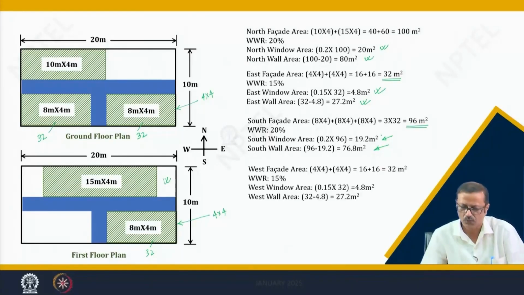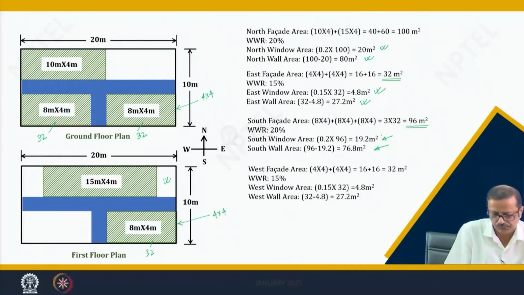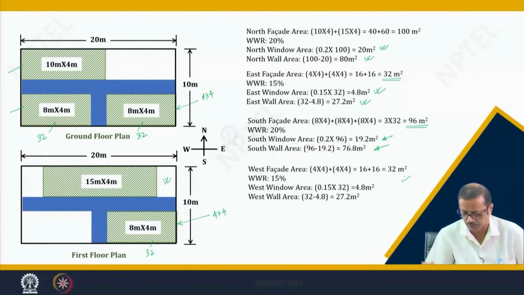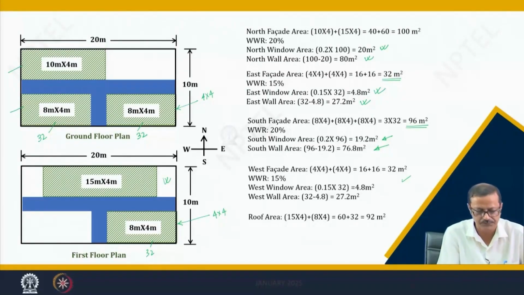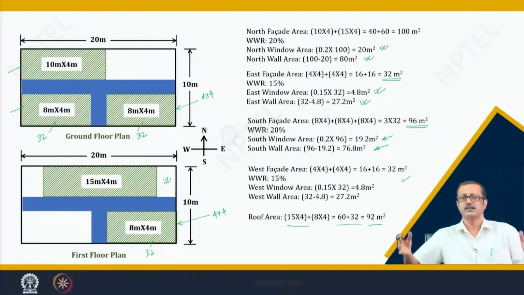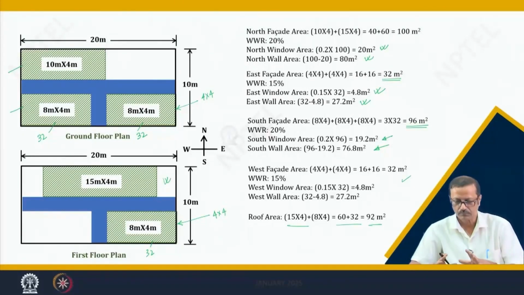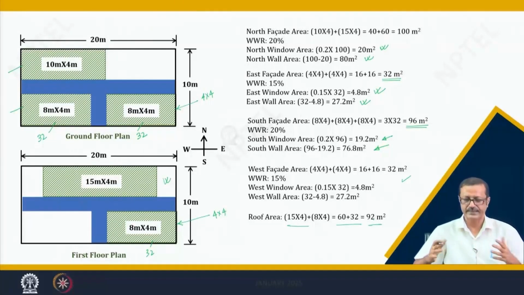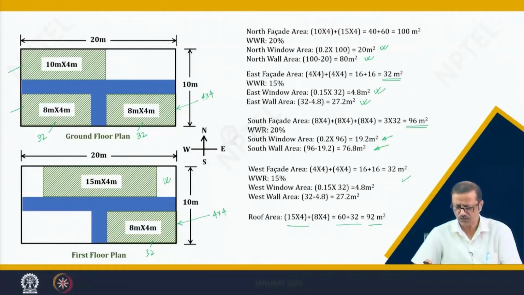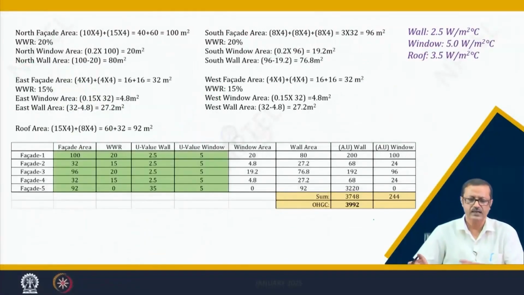And finally, west is also the same, this one is the west and this one is the west, similar to the east. So, that is 32, and finally, the roof area: this chunk of the roof is 60 and this chunk of the roof is 32. So, 92. Like that I have broadly taken all the area. I have 4 sides, I have roof also. So, I have taken all the area and I put it there in the Excel chart.